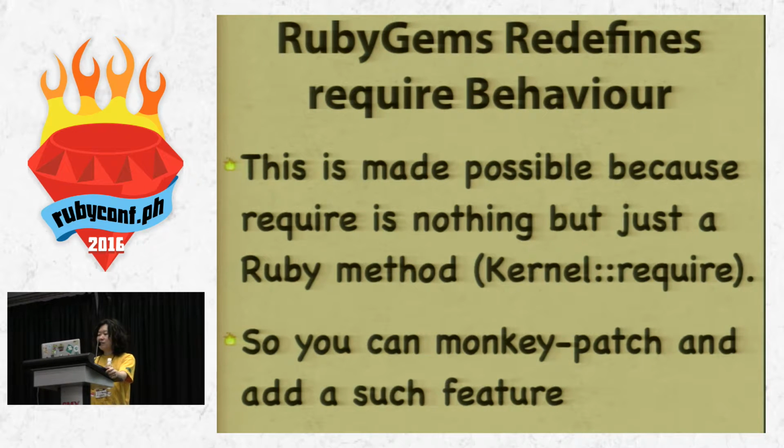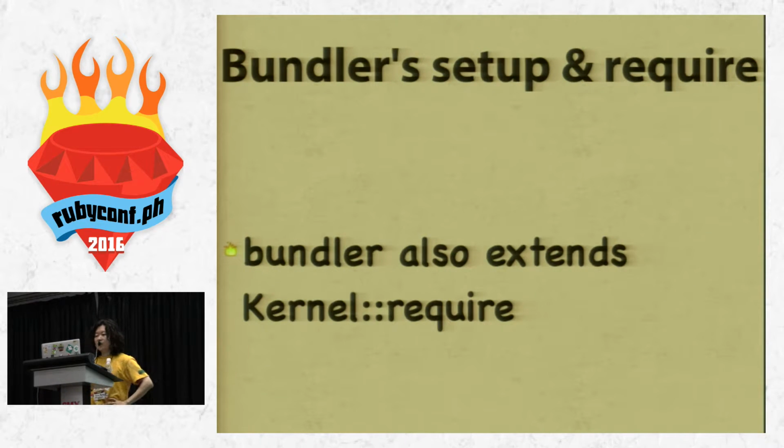So RubyGems redefines require's behavior. This is made possible because require is just a Ruby method defined in Kernel. So you can monkey patch and add such a feature on top of the original require. And next comes Bundler's require. Bundler also extends Kernel's require.